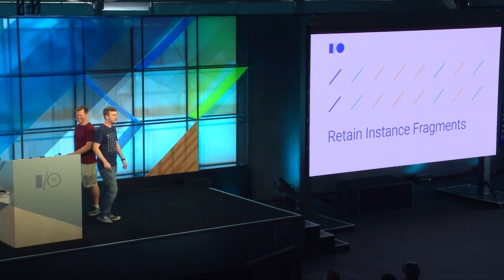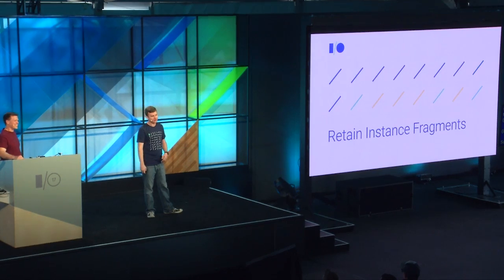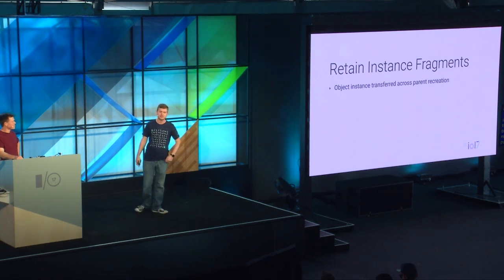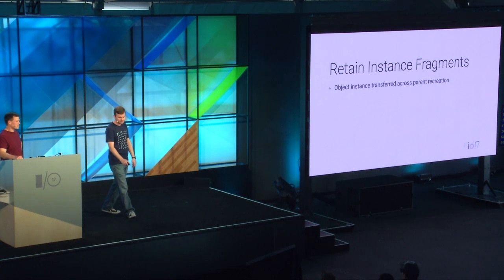All right, so moving along to something completely different, one of the other features that we get a lot of questions about is the set retain instance method on fragments. So you retain an instance across an activity destruction and creation, across something like a configuration change. This means that the object instance itself of the fragment that you've marked this way is transferred across the parent recreation. So anything that you put there is moved along with it. Full objects. You don't have to serialize this into a parcelable and pass it across as saved instance state.